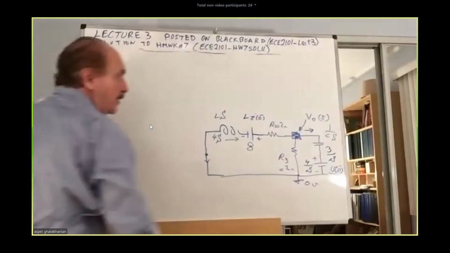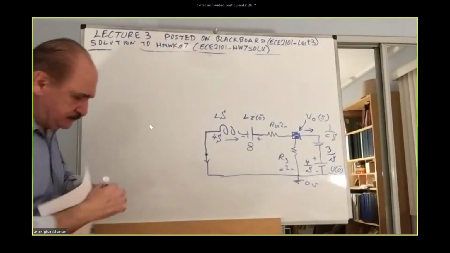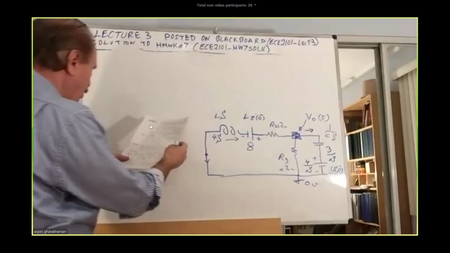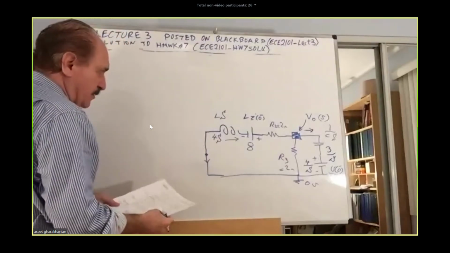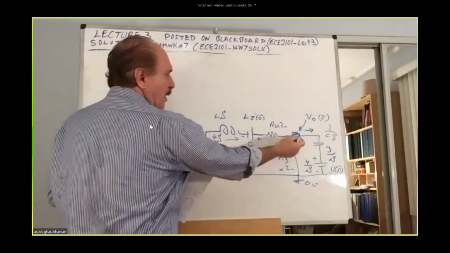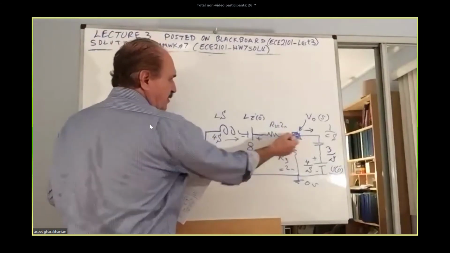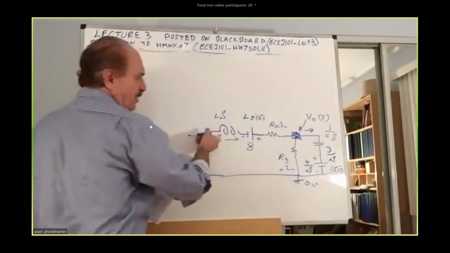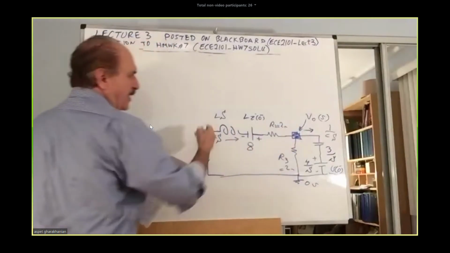Okay, there you are. So this will be our nodal equation. We want to calculate what current is going in the direction of the arrow.